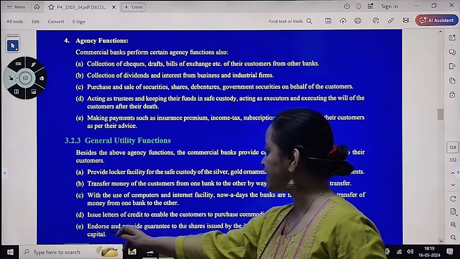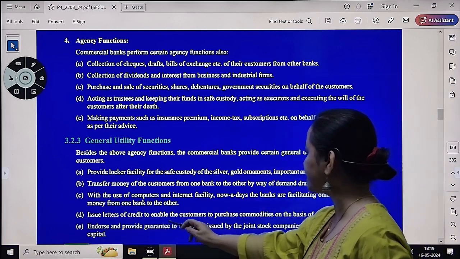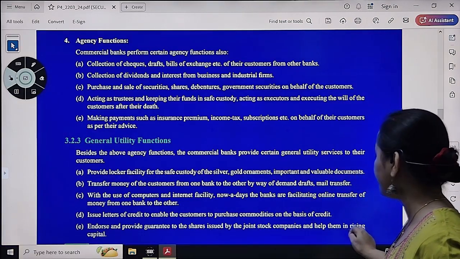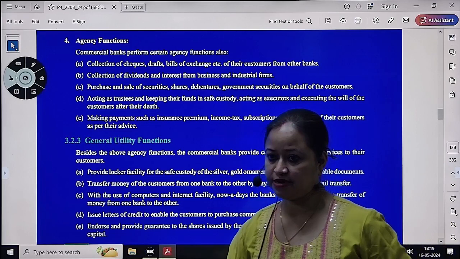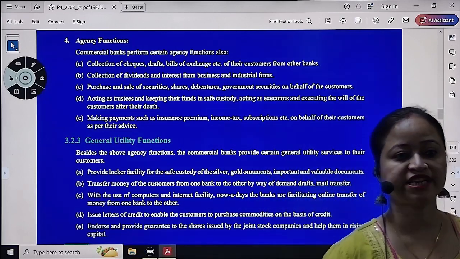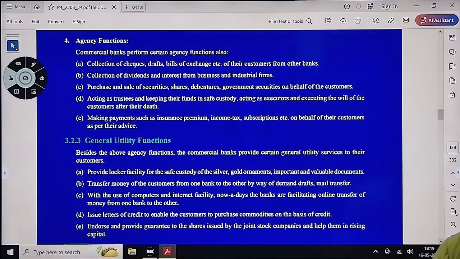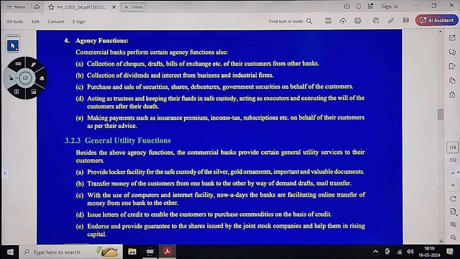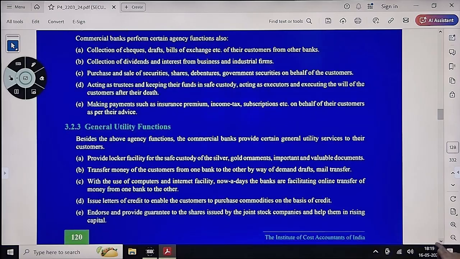Now next one is to endorse and provide guarantee to the shares issued by the joint stock companies and help them in raising capital. So here this is another point, that banks also help the companies to raise capital. Fine. So these are your 5 general utility functions.